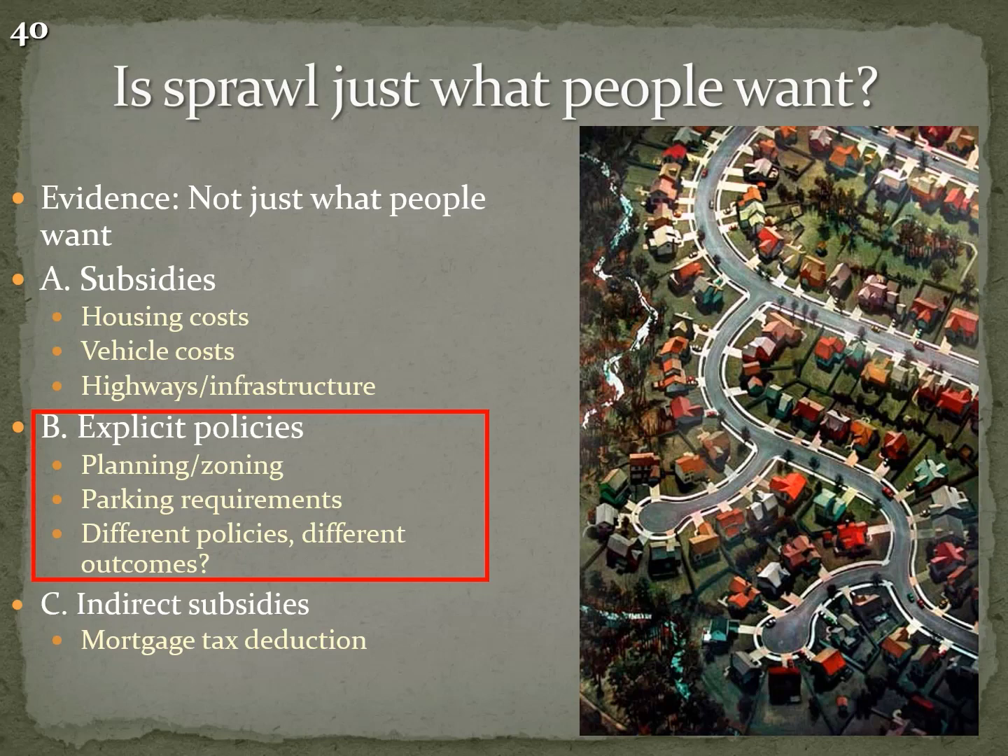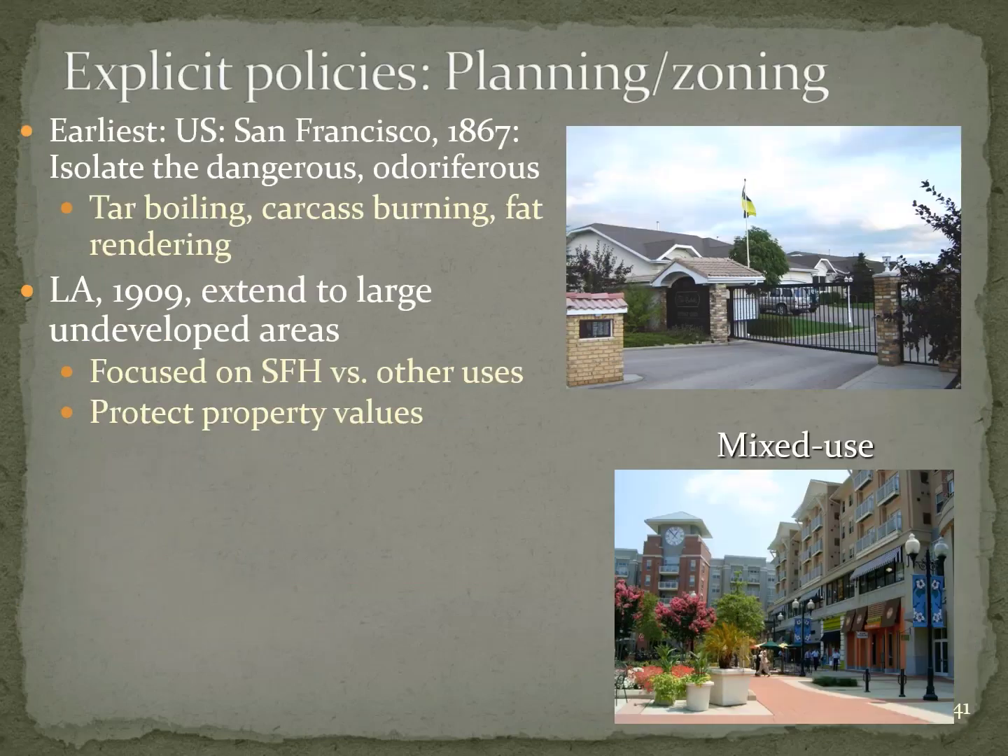And so let's focus on explicit policy for a moment. Planning and zoning requirements. The earliest example of explicit policies surrounding zoning, and zoning means this area is zoned for residential and that you can only have housing here. You can't have business or other activities. So it's zoned as residential or business or other.